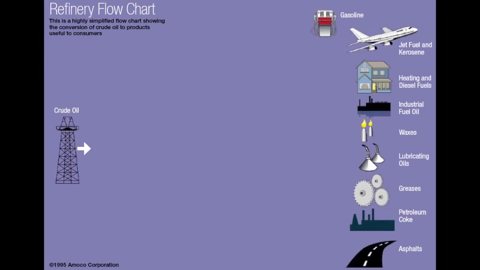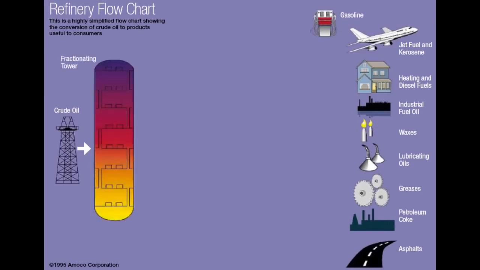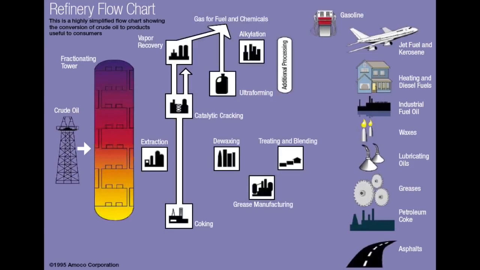The crude oil is fed to the fractionating tower that we call the distillation column, which separates the crude oil into various boiling fractions. And these fractions are fed to the downstream processes, which are vapor recovery unit, ultra-forming, alkylation, catalytic cracking, extraction, coking, dewaxing, grease manufacturing, treating and blending, among others, and there's additional processing there as well. So we essentially will connect the crude oil through these processes to the final products.